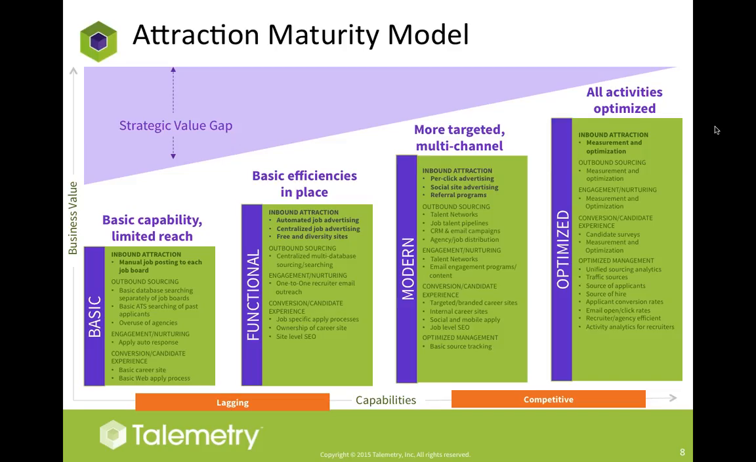So over the years, we've developed a maturity model around attraction. It's across all recruitment marketing functions, but looking at the attraction portion only, these are the four boxes that we see companies falling into. On the very basic side, in inbound attraction, you have some sort of manual job posting to each job board. It's a one-to-one relationship, but not much beyond that.